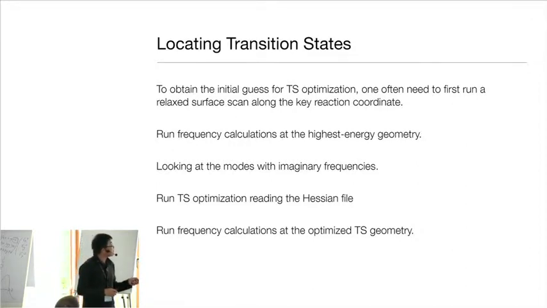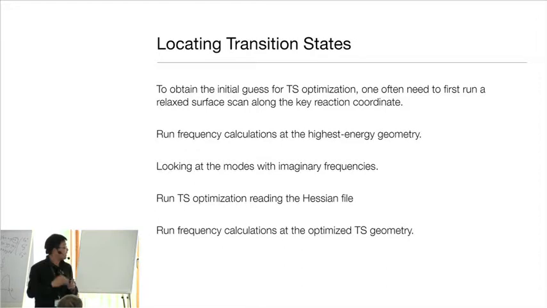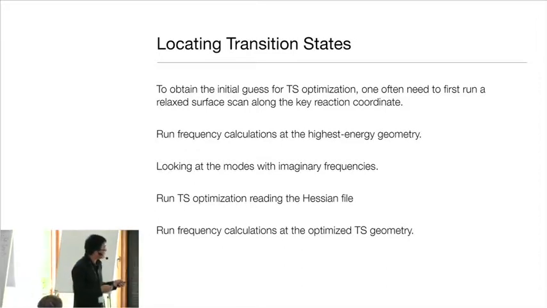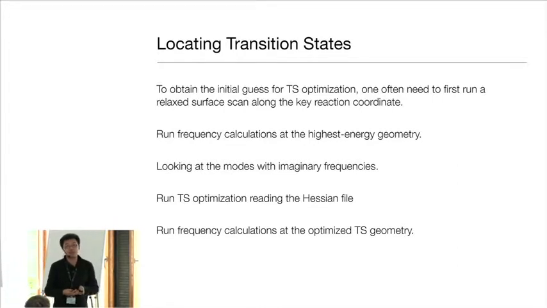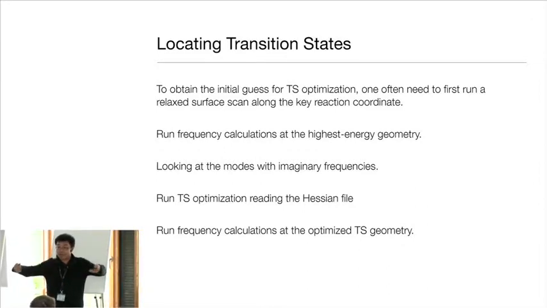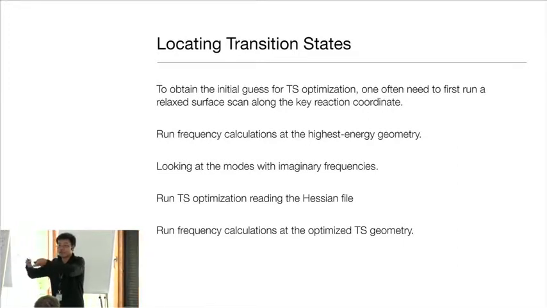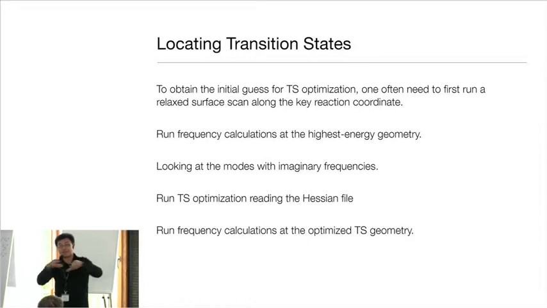And then you run the frequency calculation at the highest energy geometry, and ideally you can find one imaginary mode with an imaginary frequency. You look at this mode, and you find out the correct mode that connects your reactant and the product, and then you get a good initial guess for the transition state location. At this step, you run the real transition state geometry optimization, but you need to read the Hessian you got from before. You ask the program, Orca, to follow the mode that really connects your reactant and the product.